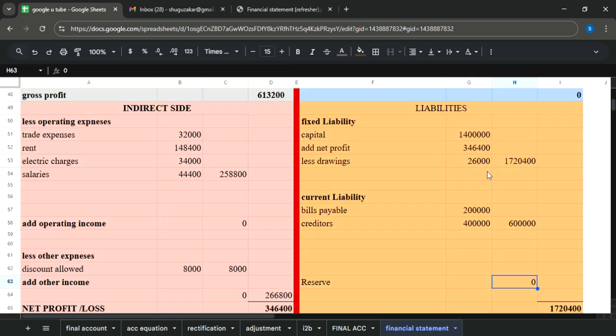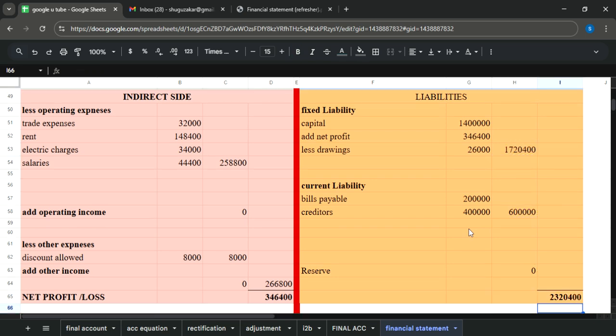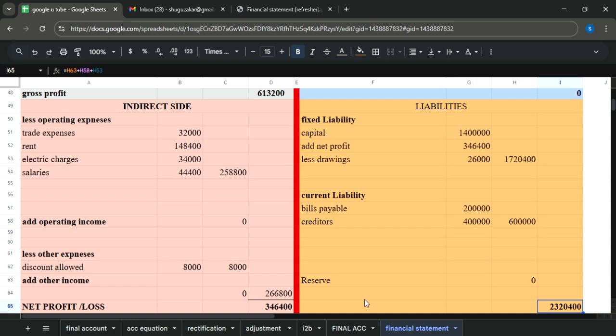and we have total liabilities over here. After which you will take sum of reserve, there is no reserve, then you will add sum of current liabilities, which is 6 lakh, and then you will add fixed liability sum, which is 17 lakh 20,400. So we have got 23,20,400, and here you have your balance sheet 23,20,400. In this way your liability side is also completed.